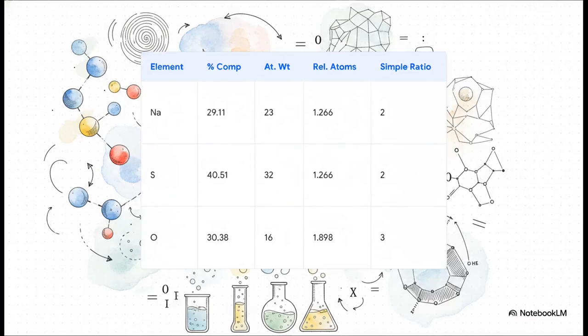So, applying that exact methodology here, a compound with roughly 29% sodium, 40% sulfur, and 30% oxygen reduces down perfectly to the simplest empirical ratio of Na2S2O3. Notice how in step 2, the relative atoms for sodium and sulfur both came out to 1.266. By dividing everything by that 1.266, we got a ratio of 1 to 1 to 1.5. But, well, we can't exactly have half of an oxygen atom in real life, right? So we just double the whole shebang to get our final whole numbers, 2 sodium, 2 sulfur, and 3 oxygen.